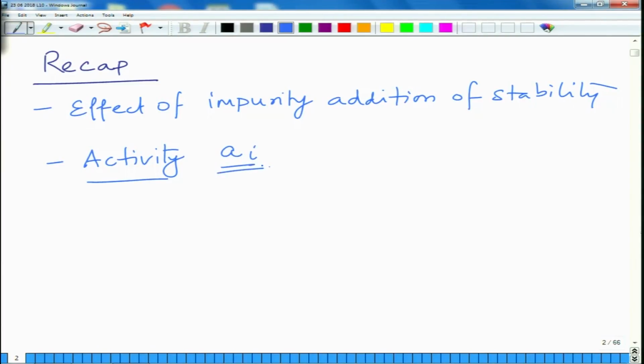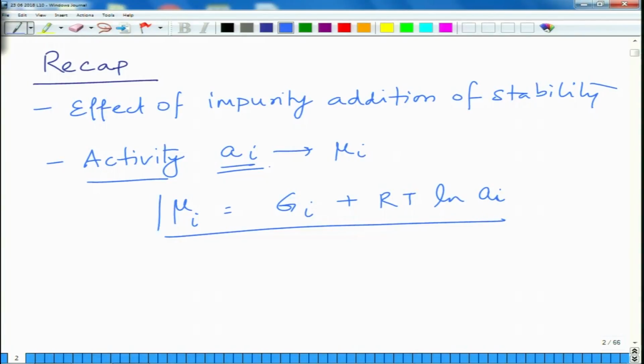a_i. So, activity is basically related to mu_i. So, you have the element mu_i, which is equal to G_i plus RT ln a_i. So, this is the relation of chemical potential with respect to activity. So, higher the activity of a system, higher the chemical potential is, and it basically depicts the tendency of an element to leave or remain within the system.